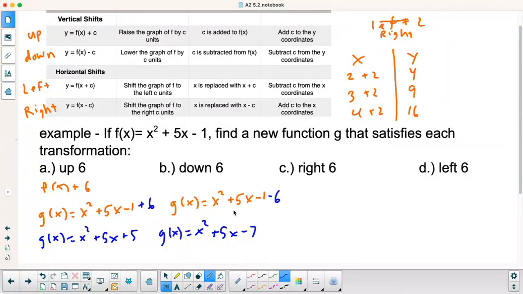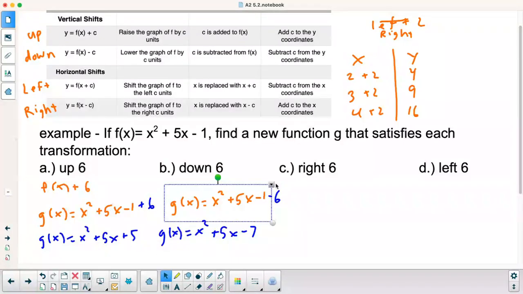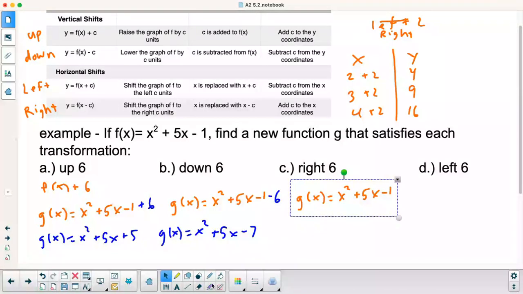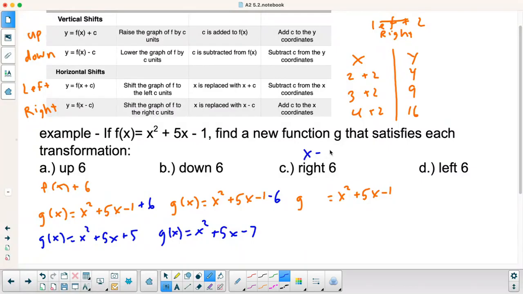Okay, so right 6. I'm going to replace x with x minus 6. So I'm going to take this over here as well, and instead of x, all my x's, I'm going to replace with x minus 6. I said plus 6, but it's going to be x minus 6. We're going to find f of x minus 6.